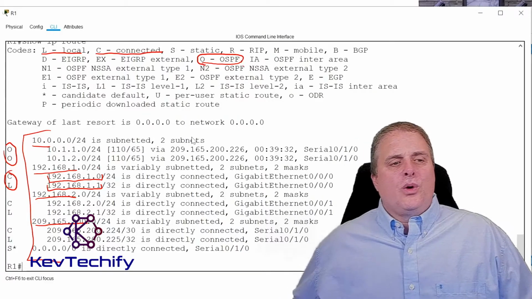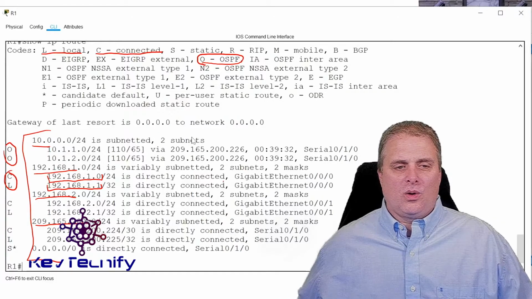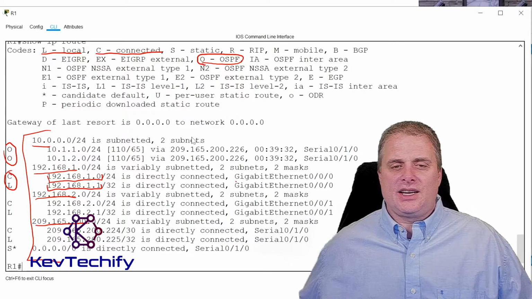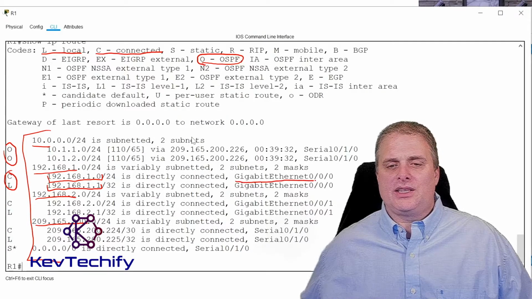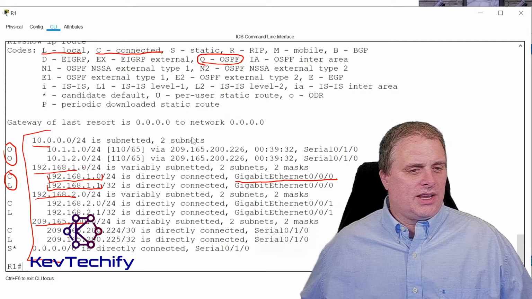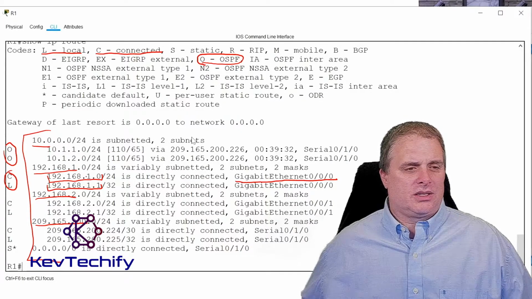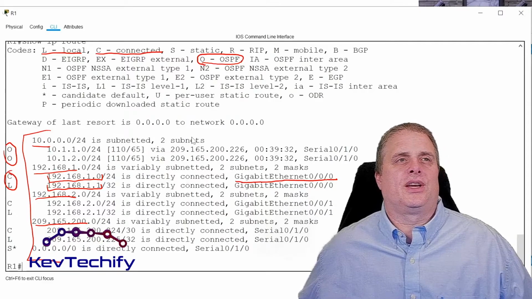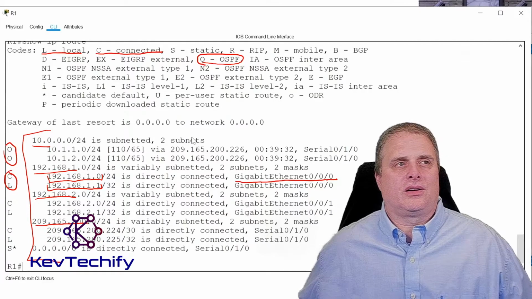Then you can see where are these connected. Over here for our 192.168.100, this is connected on our gigabit Ethernet 0/0/0. And so where it lists the network, it lists how did we learn about it, what's the network, what's the subnet mask, but then it's also what port is it connected to, how did we get there.